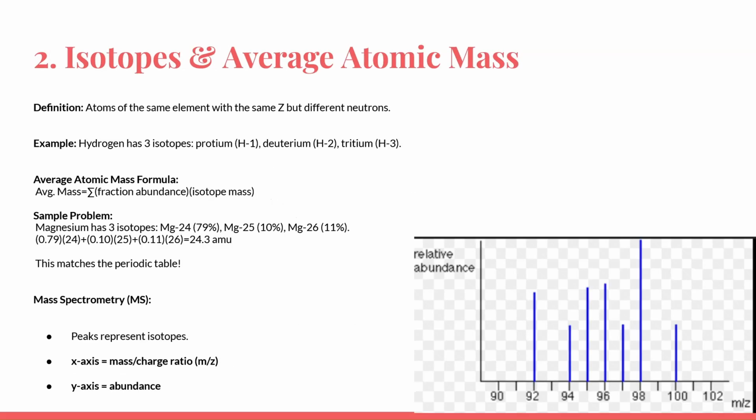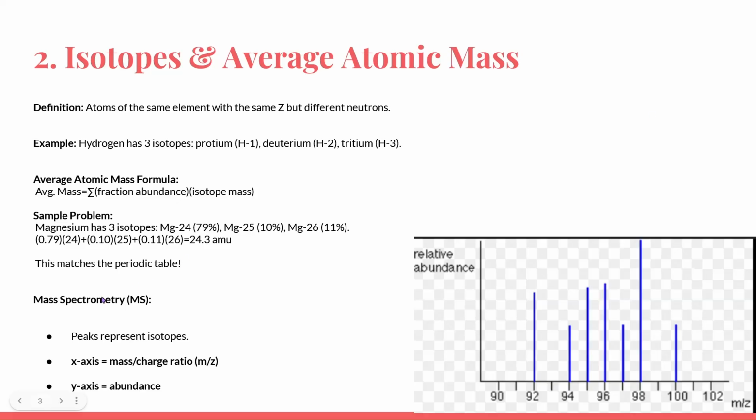Next, we have isotopes and average atomic mass. So definition, atoms of the same element with the same atomic number but different neutrons. So that's what we were talking about earlier with the C12 and the C14. C12 and C14 have the same amount of protons. C14 just has 2 more neutrons than C12. And another example, hydrogen has 3 isotopes: protium H1, deuterium H2, and then tritium H3. And then average atomic mass formula. The average atomic mass formula is average mass equals the summation of fraction abundance times isotope mass.